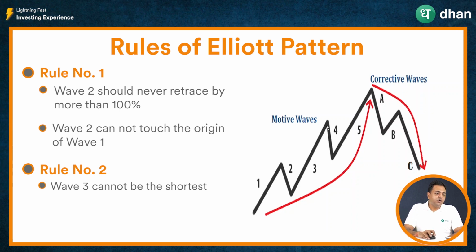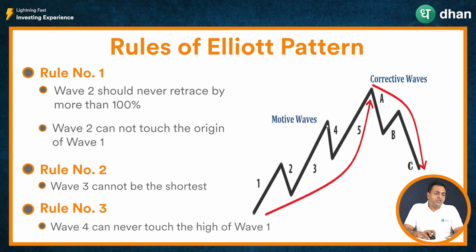And finally, rule number 3, wave 4, which is a correction of wave 3, cannot invade or come into the zone of wave 1. In other words, the low of wave 4 has to be held above the high of wave 1. Only then will this pattern be called a valid Elliott wave pattern. It is believed that at any given point of time, this particular structure can be visualized in the price action of any chart. That is why a lot of people would want to use Elliott waves to do their charting and practicing.